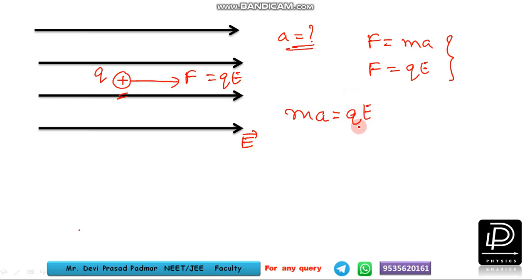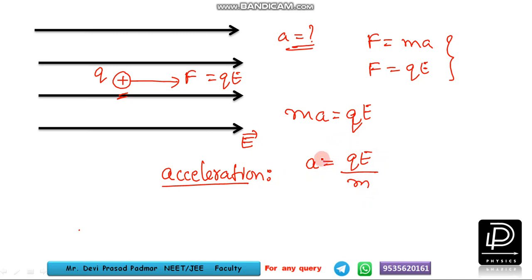Correct, no? m into a must be equal to q into E. So from this you can rearrange for acceleration of that particular charge in an electric field. So that is nothing but a equal to qE divided by m. Okay, so that charge gets accelerated in the direction of field and its value is given by qE divided by m.